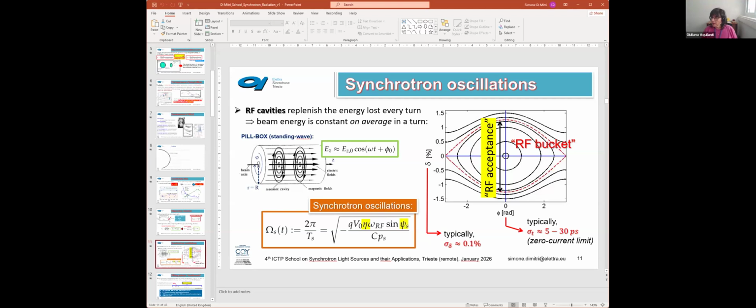Other small question, can you say something on damping using Robinson wigglers and how it influences the bunch length? We'll see that in a moment. So I will postpone that to the second part.